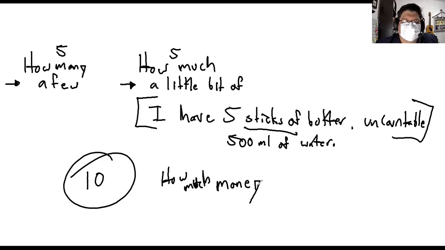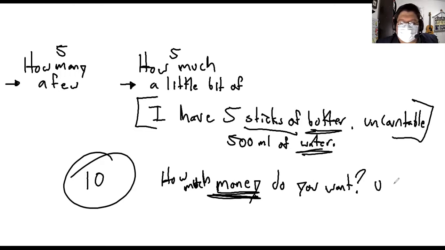And you can do a sentence with a question like this: How much money do you want? Make sure to underline the word and put uncountable. Be creative, all right?